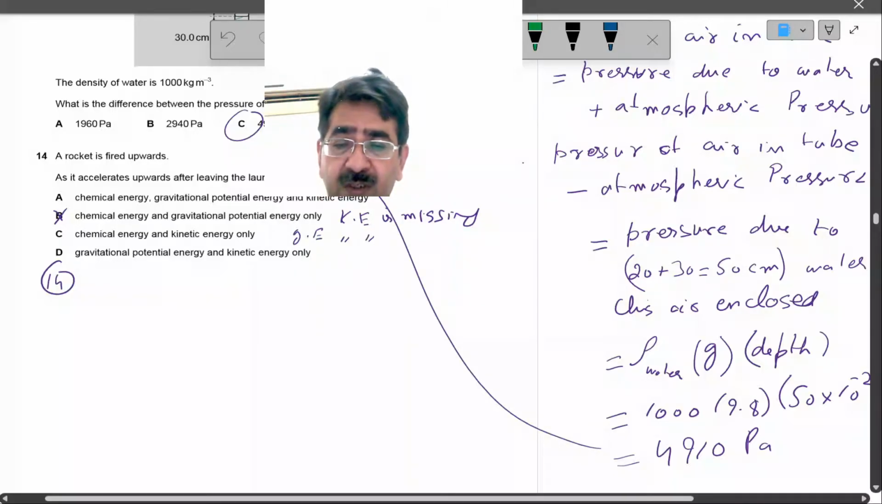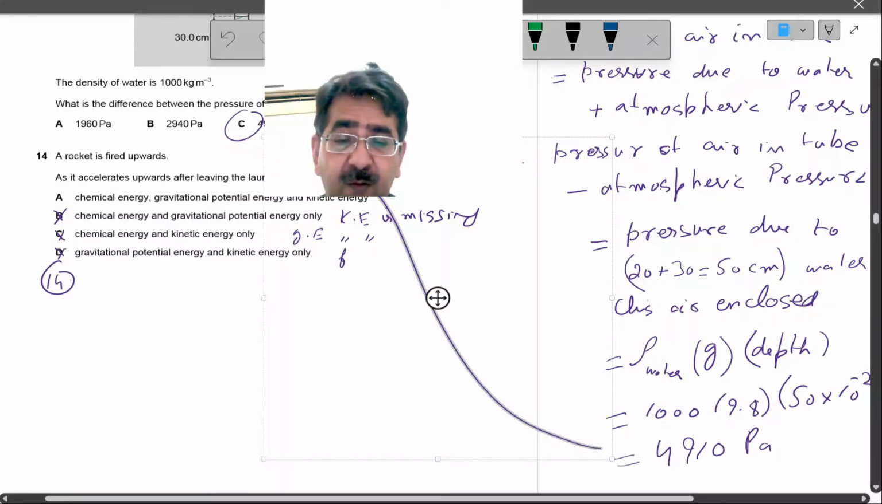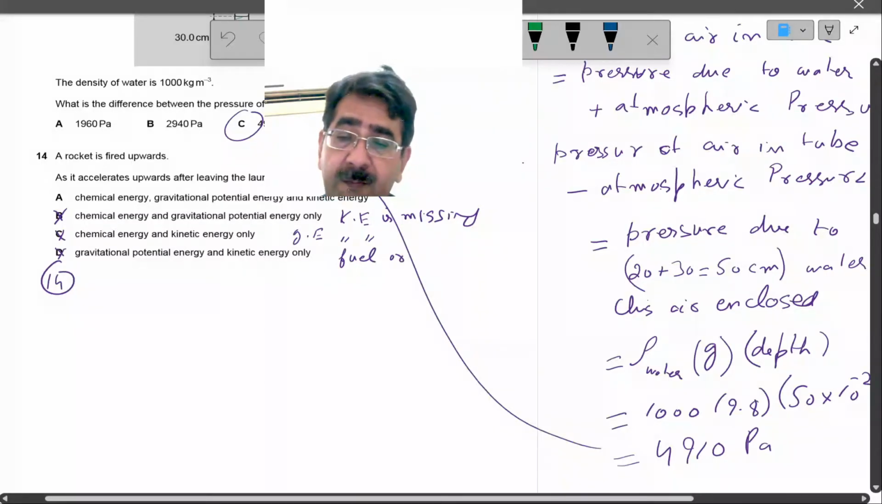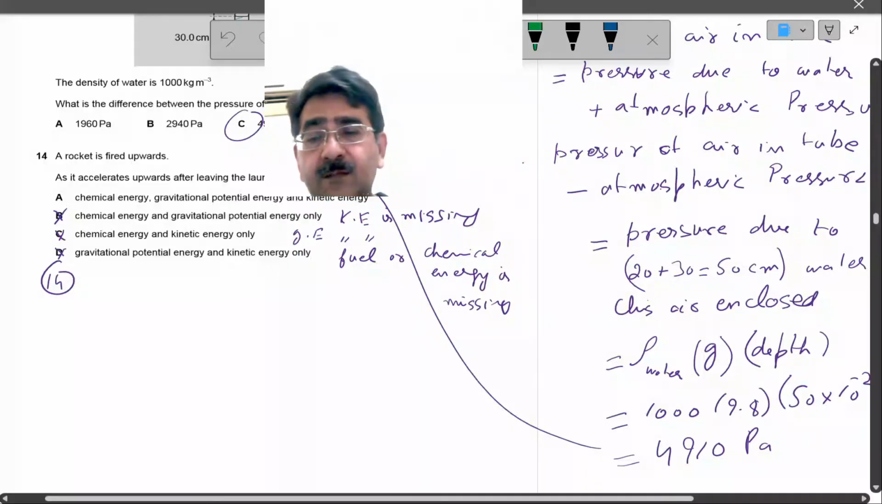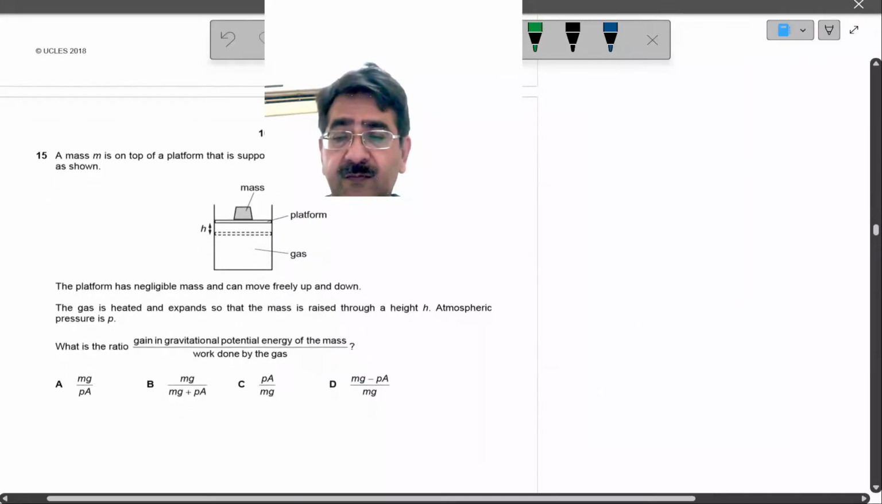Gravitational potential, and because the rocket is using fuel, there must be chemical energy. So chemical energy is missing. Okay, so the correct answer is only A. Let's move toward the next question, question 15.